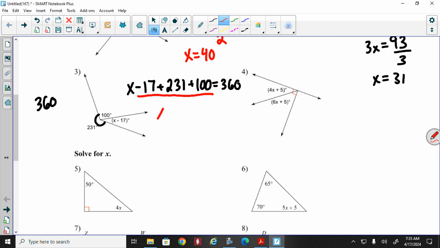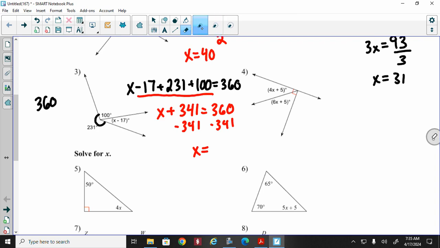So the next step is x plus 314 is equal to 360. Subtract 341, and my answer is x is equal to 41. Nope, scratch that. Oh, sorry, you're probably yelling at the screen. I'm dyslexic. It wasn't 341, it was 314. Subtract 314, and my x is going to equal 46.